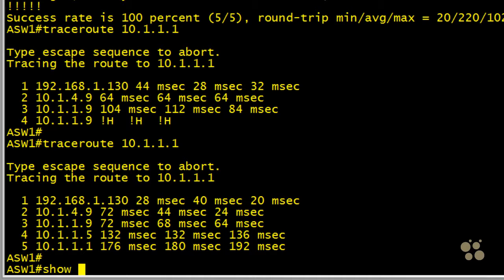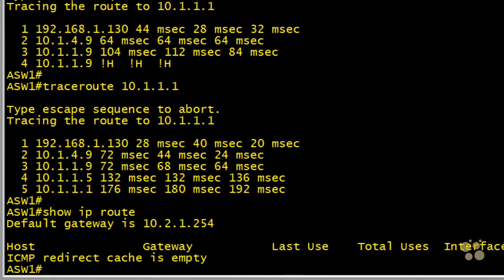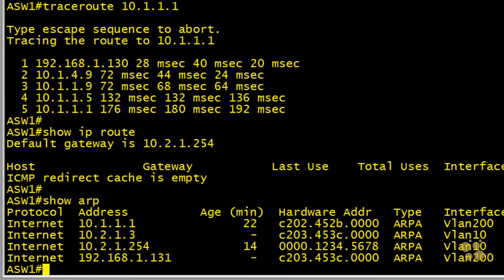Let's do a show IP route just to verify our default gateway of 10.2.1.254. Let's do a show ARP. And here is the mystery revealed. So when we're trying to reach 10.1.1.1, because we still have that in our ARP cache with the layer 2 address of .130, we are still using that as our next hop, even though we have a correct default gateway in place. So let's do this just as a sanity check.